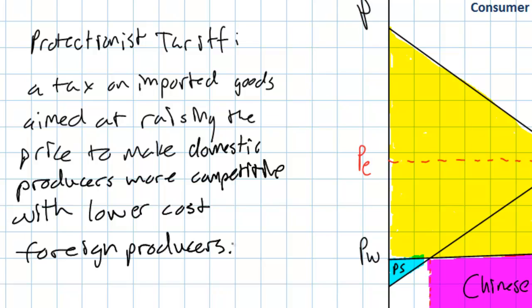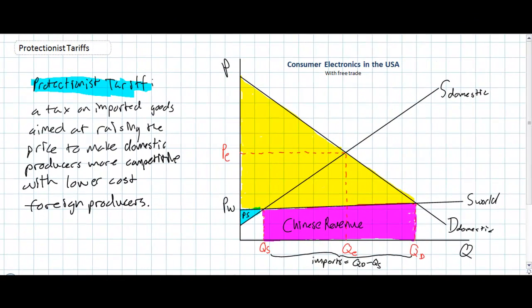It's called protectionist precisely because it is intended to protect domestic producers from foreign competition, and we're going to show how that would work using our simple supply and demand diagram for consumer electronics in the United States. So of course, the tariff as a tax is imposed by government. A government may wish to impose a tariff if it believes that domestic producers of goods are being unfairly harmed by foreign competition, or if it just wishes to favor domestic producers over those in other countries.